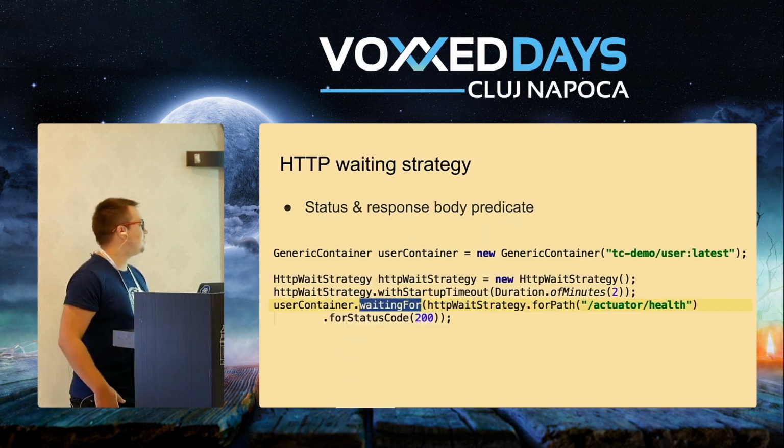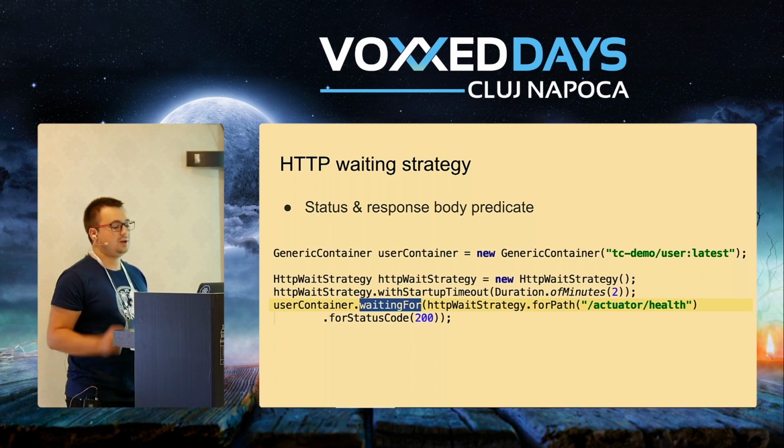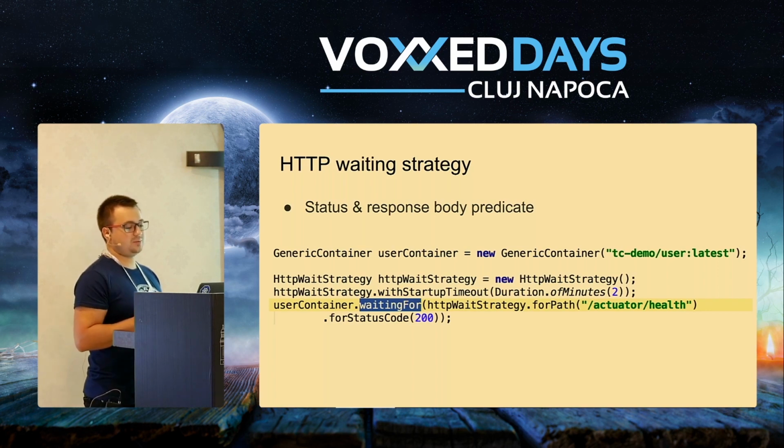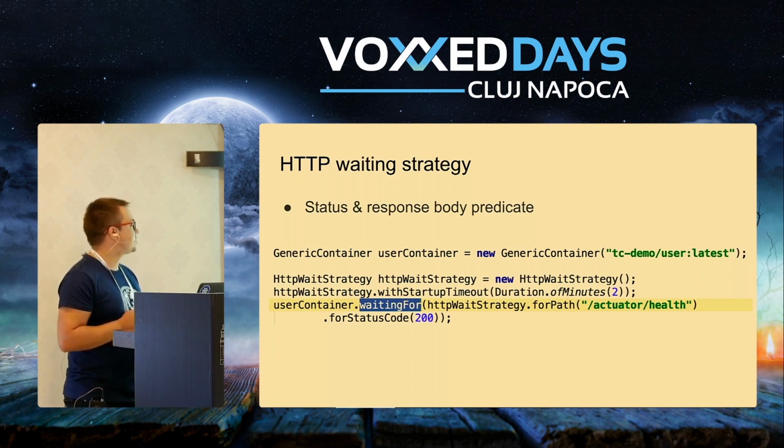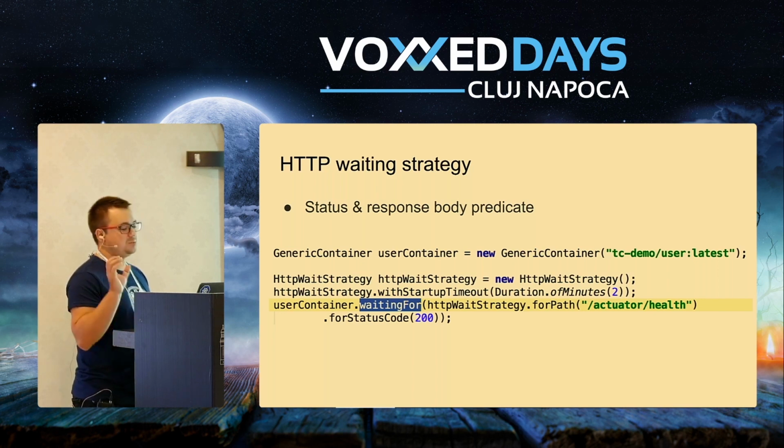Okay, and you can also wait not only for host port to be open. You can wait for some HTTP response. For example, in this code snippet, I showed that you can override the default timeout. You can wait for 2 minutes, say, and you can wait for a specific endpoint, which is like actuator health for Spring Boot, and you can wait for status code 200. You can even customize more.